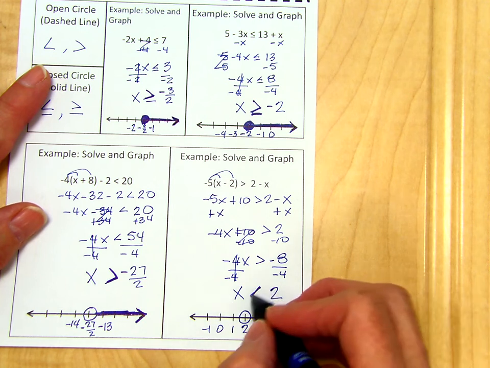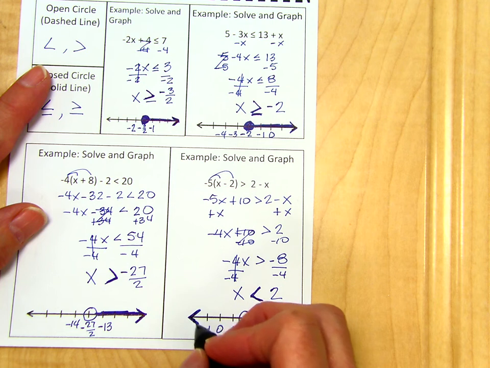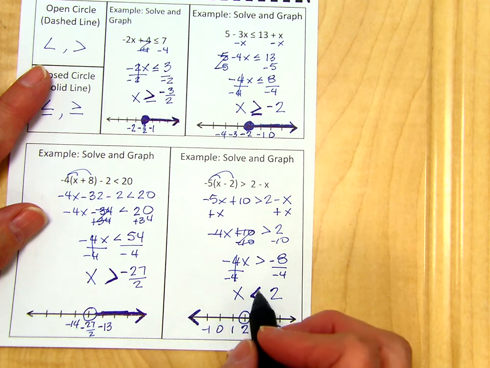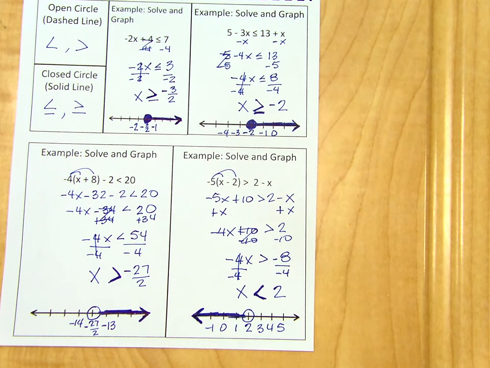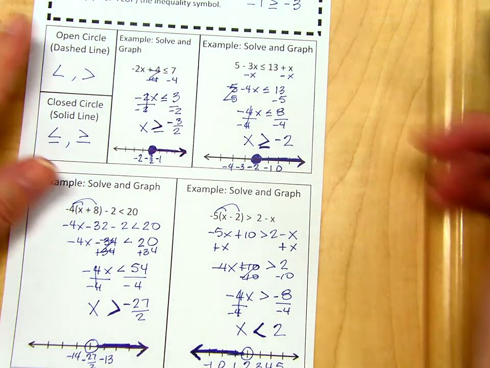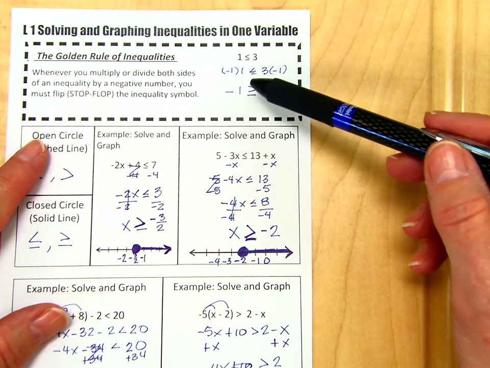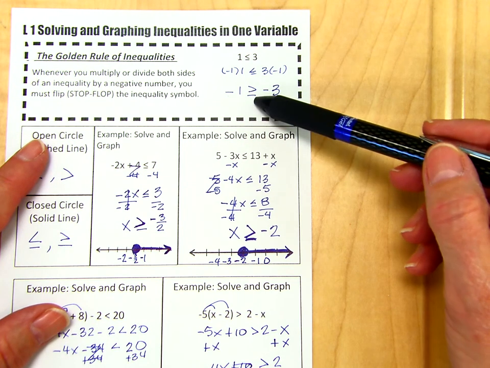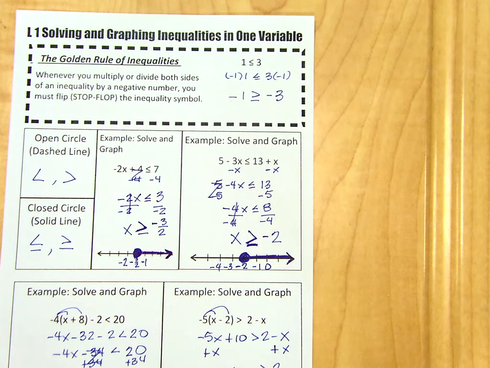Because x is on the left-hand side, I can use the inequality symbol to help me figure out which way to shade. So I'm going to shade to the left because this is pointing to the left, and I want things that are smaller, and less is to the left. So this is how you go about solving one variable inequalities. The main thing to remember is that if you multiply or divide by a negative, make sure that you stop and flop, which is basically flipping the inequality sign around to its opposite, since you have changed each side to be its opposite.